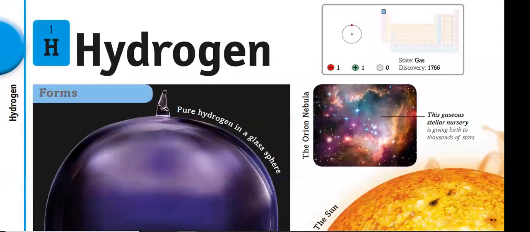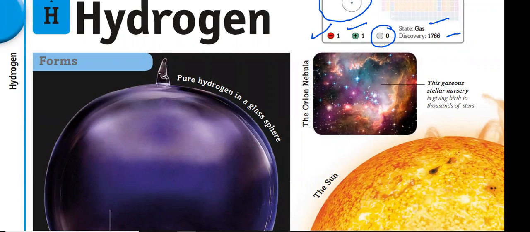Now, this is hydrogen, with a blue coloration shown for the symbol. The state of hydrogen is gas, and the discovery happened in 1766. Here we have one electron and one proton. There is no neutron present in hydrogen.